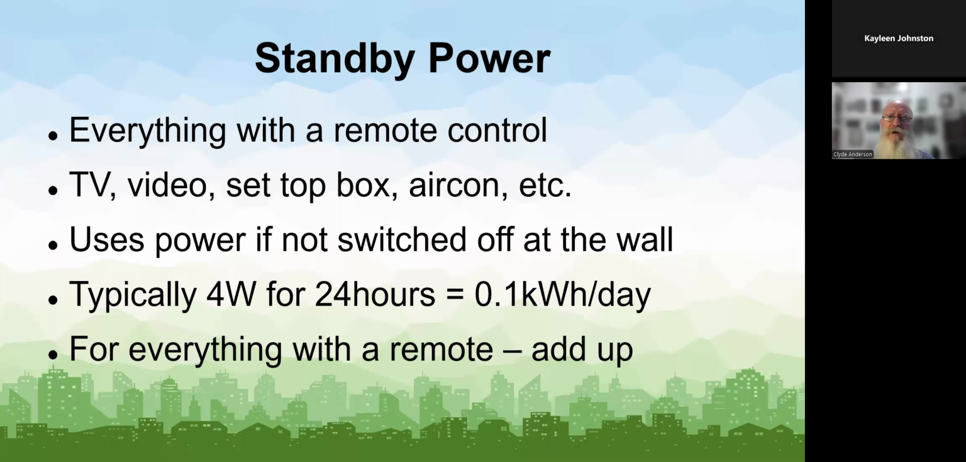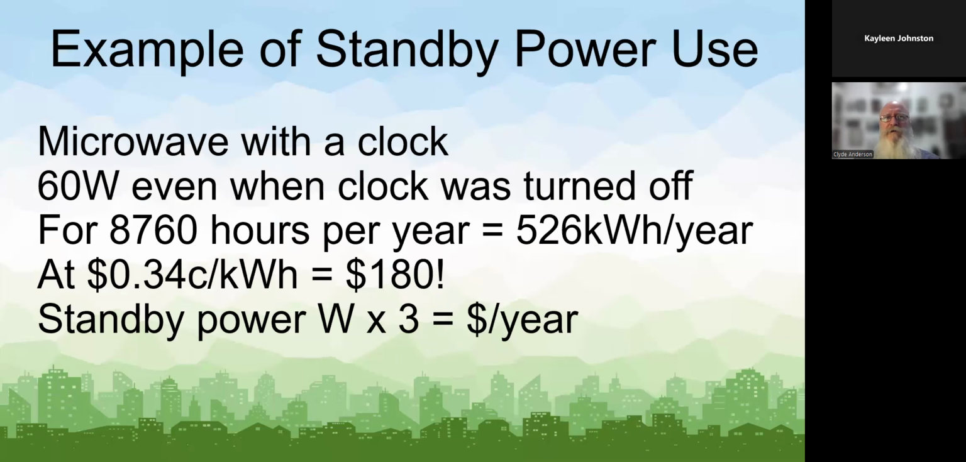I'll give you an example of one that I had. A microwave with a clock. It was an old-fashioned type of clock. So I thought it was quite inefficient, but when I turned the clock off, it was still using 60 watts of power. I used my power meter to read that, and I said, well, okay, how much is that costing me? At 34 cents a kilowatt hour, that was costing me $180 a year just to run the clock. And I said, I'm not going to do that. So I switched the microwave off unless I was going to be using it.